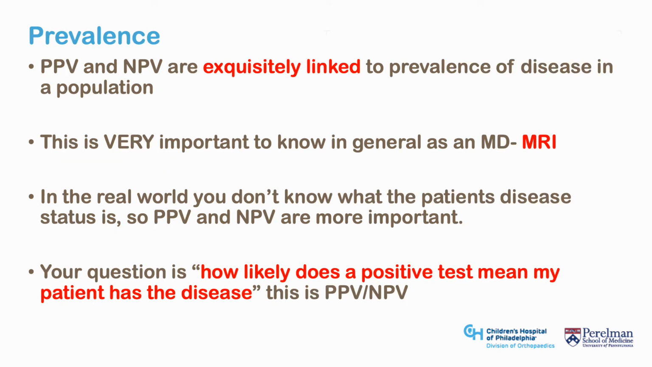Positive and negative predictive value are exquisitely linked to prevalence. This is very important to know as a doctor. Consider the example of an MRI. MRI is highly sensitive. In the early days of MRI, many incidentalomas were observed. These were MRI findings not linked to any pathology or symptom. Many were extensively worked up to varying degrees of harm.